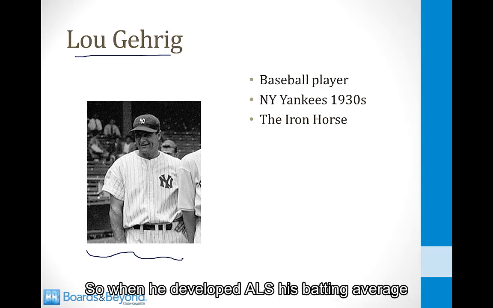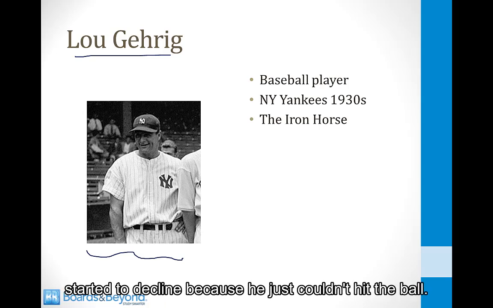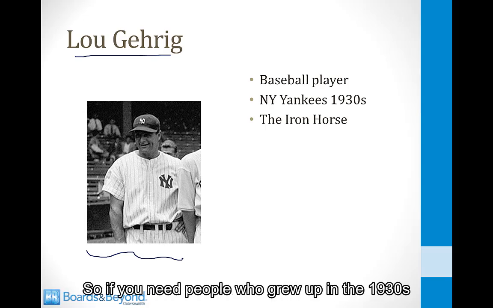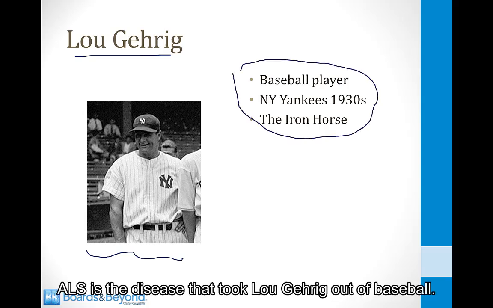So when he developed ALS, his batting average started to decline because he just couldn't hit the ball, and then finally he was diagnosed with the condition, and then he died from it 2 years later. So if you meet people who grew up in the 1930s, they will always remember that ALS is the disease that took Lou Gehrig out of baseball.